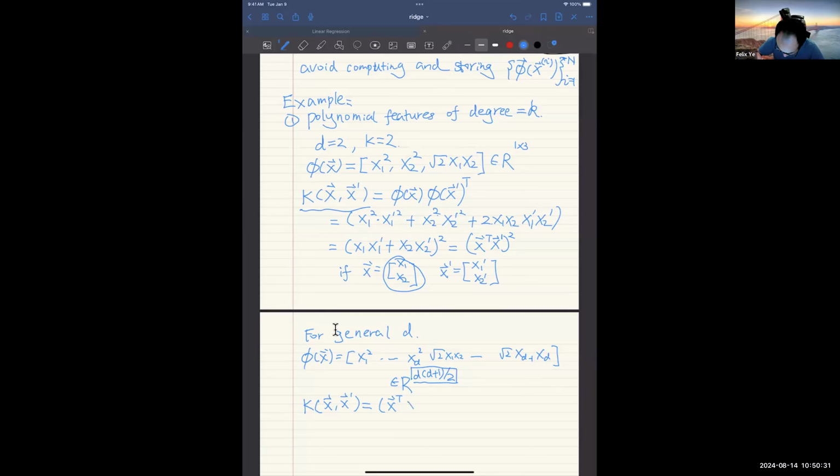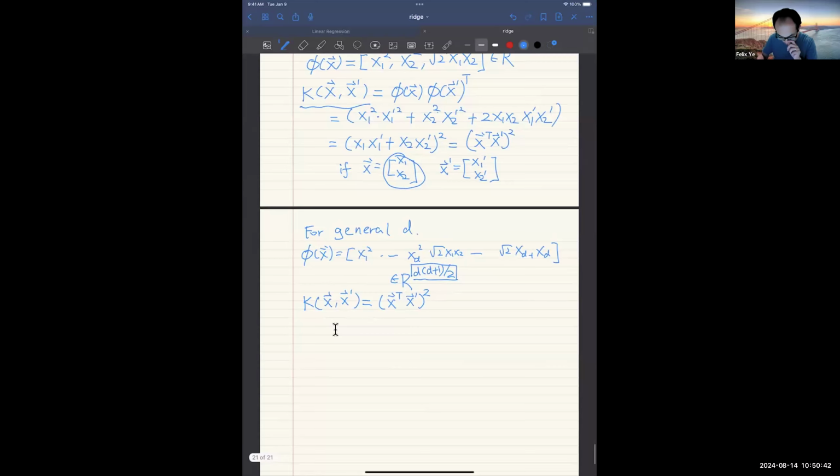So this is the same thing. If you want to do it right here, this is basically taking the inner product between x and x prime, then you take the square of that. So I want to remind you of the calculation complexity here. If you want to compute phi x dot phi x prime explicitly, the number of multiplications needed is order of d times (d plus 1) divided by 2.